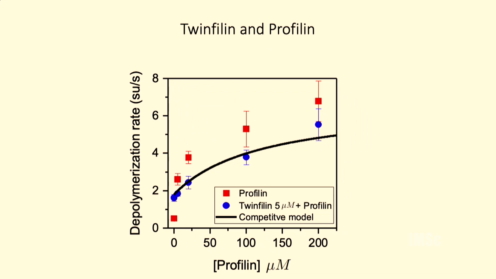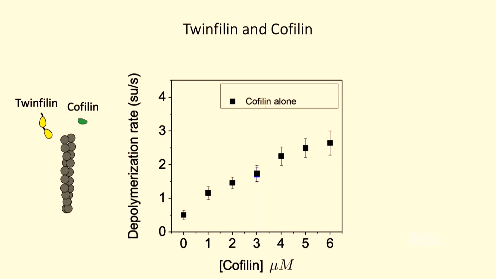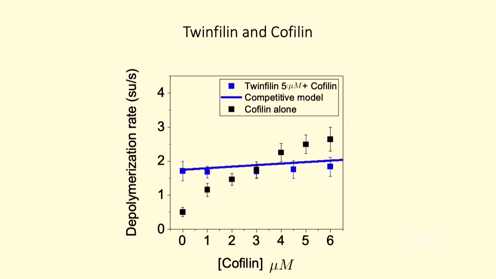Similarly, if one tunes profilin concentration but keeps the twinfilin concentration fixed, it matches well as well, right? So what it tells you is that a competitive model can explain whatever is happening with twinfilin and profilin. Similarly, you can look at twinfilin and cofilin and see something very similar, that a competitive model can explain the data really well, right? Again, this is not a fit, it's just a prediction coming from the individual parameterization of the proteins.